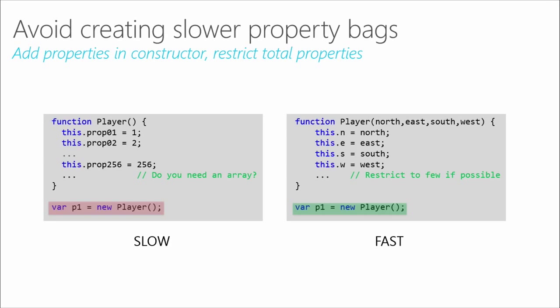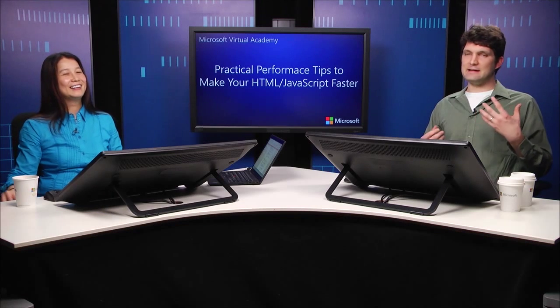Okay, so again, this is another one on top of avoid creating slower property bags. You have an array in this case, and then somehow you think there are 256 properties you need to assign to it. I don't know if it makes sense. You have an object with so many, over 250 properties, right?